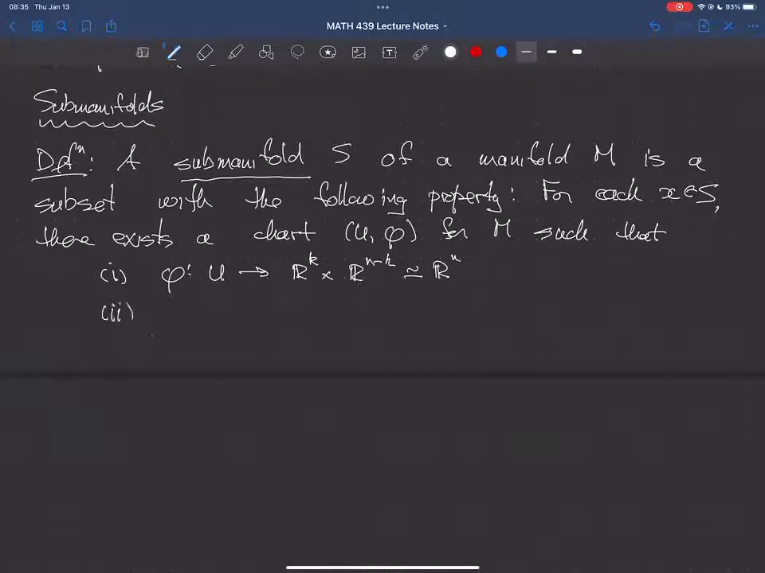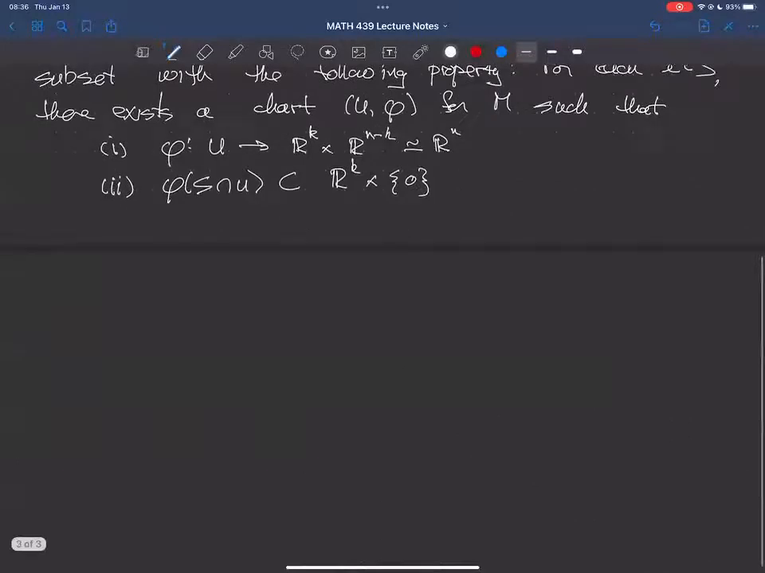So that's really not saying anything. The meat of the definition is the second part, that phi of S intersect U sits inside Rk cross 0. And so when you restrict this chart to points in S, in this product, it only takes values in the first component. All right. As I said, there's a simple picture associated with this, which I will draw. Okay, so here's our typical manifold.